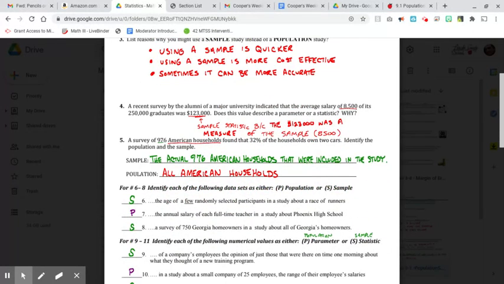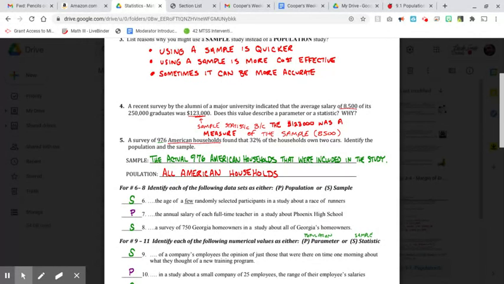Number 4, a recent survey by the alumni of a major university indicated that the average salary of 8,500 of its 250,000 graduates was $123,000. Is this a parameter or a statistic? This is a statistic because it is the average salary of the 8,500. It's not out of all 250,000 graduates. It's just out of that sample of 8,500. So it's a measure from the sample.